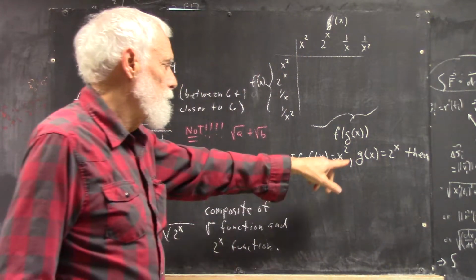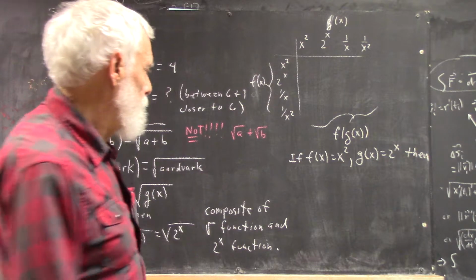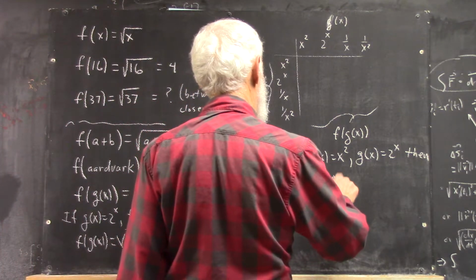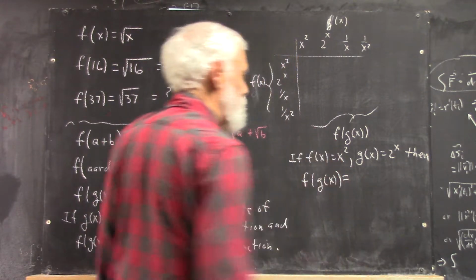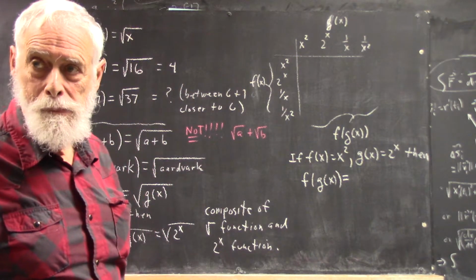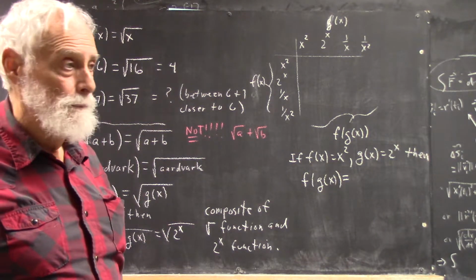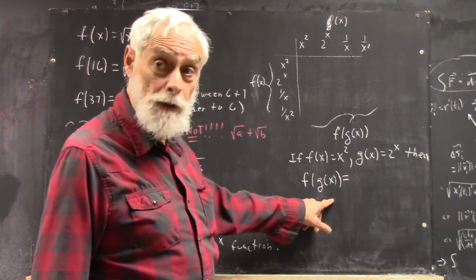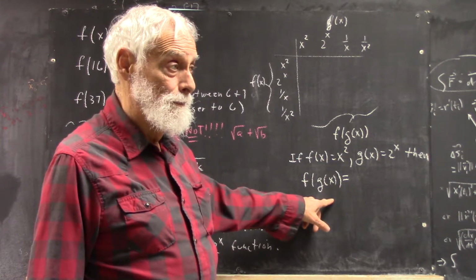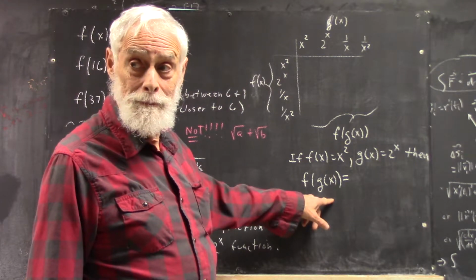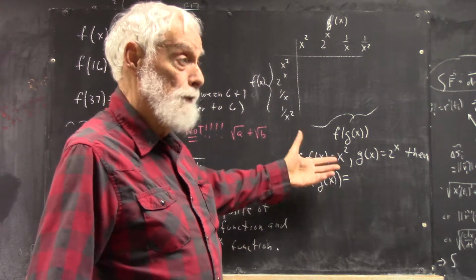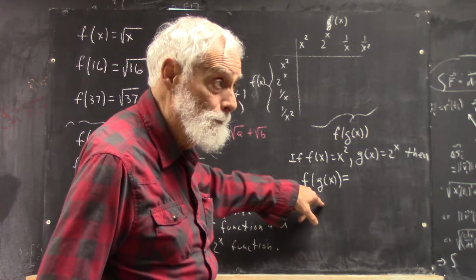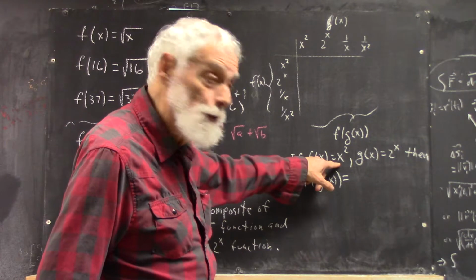Okay, if f of x is x squared, g of x is 2 to the x, then what is f of g of x? Well, f of x is x squared. So what's f of g of x? Yeah, this is g of x squared, right? In other words, we've replaced x by g of x, right? We've got to replace this x by g of x.